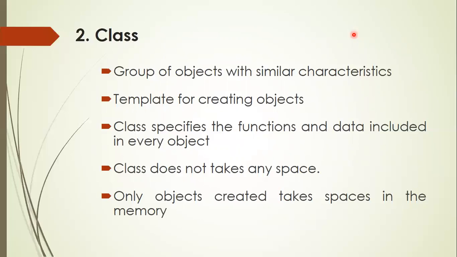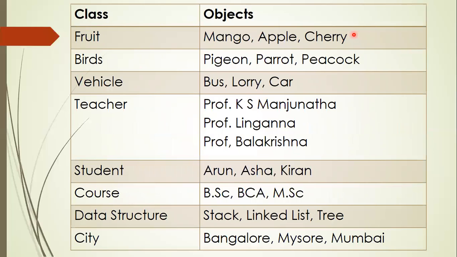To understand the difference between objects and classes, now we'll consider certain examples. If you consider the class called fruit, then mango, apple, cherry are all examples of fruit. In this case, fruit is considered a class, and mango, apple, cherry are considered objects. So mango, apple, cherry all will have the characteristics of fruit. Similarly, pigeon, parrot, peacock are objects which belong to a class called birds. Bus, lorry, car are the objects of the class called vehicle.